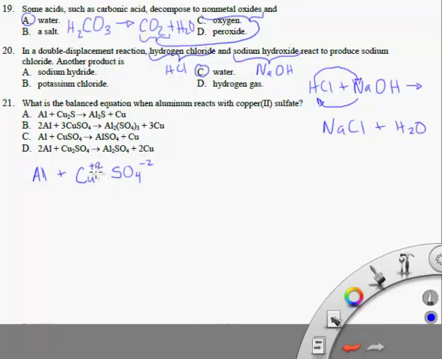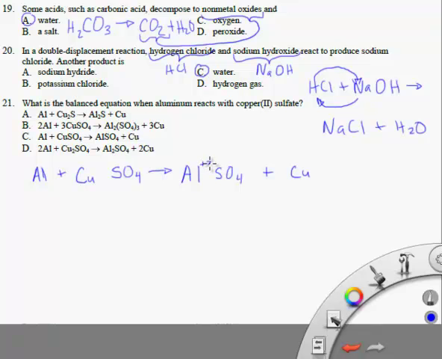Okay, so for the actual formula, we don't need to worry about the charges. We don't need to worry about the oxidation states in writing the formulas. This is going to form aluminum sulfate, Al SO4, and copper. Now, what are the subscripts for aluminum and the sulfate in this case?